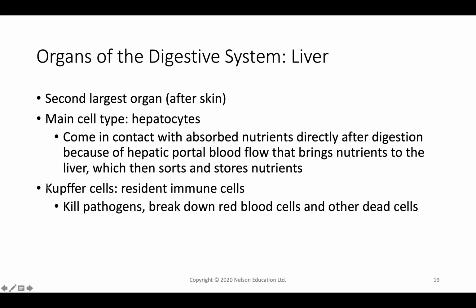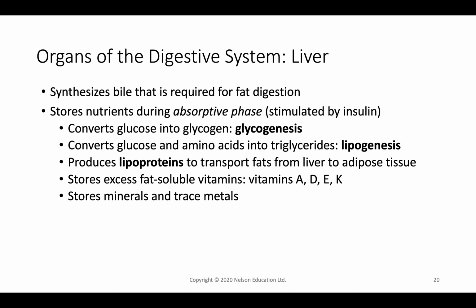We also have Kupffer cells. Kupffer cells are immune cells inside the liver that are responsible for destroying pathogens and also breaking down any dead blood cells or other dead cells that are found. So Kupffer cells are resident immune cells found in the liver that are responsible for making sure that anything that comes in that hasn't already been killed by the HCl in the stomach, etc., is going to be destroyed before it gets sent out through the vasculature.